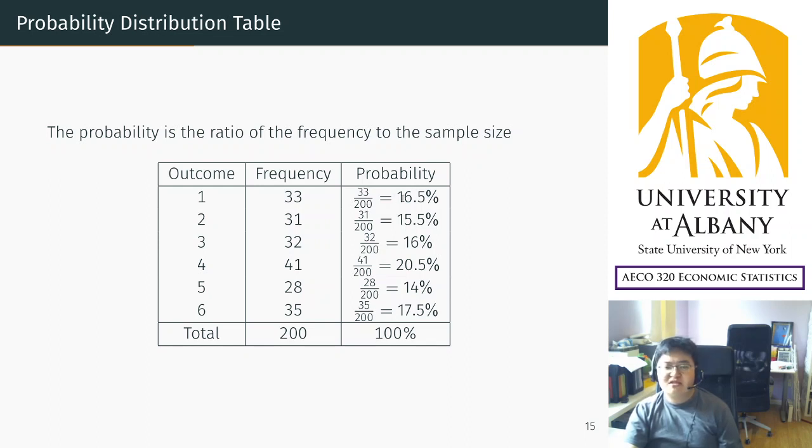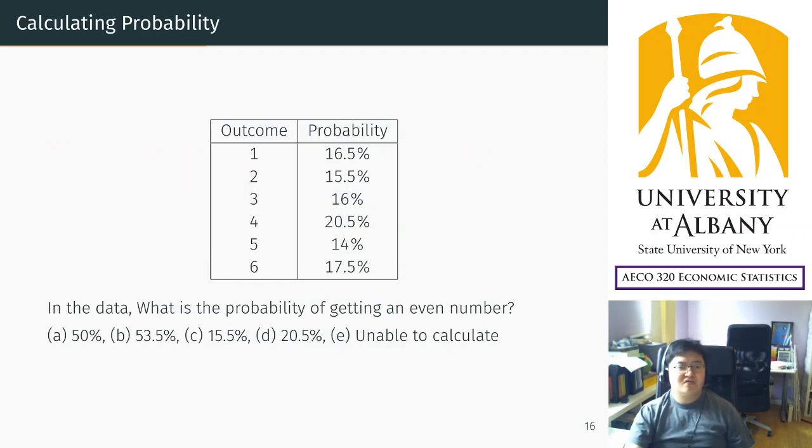It is 16.5%. And the second outcome happened 31 times out of 200, so it is 15.5%. That's simple math. And of course, the sum of the probabilities must be 100%. In any case, it should be 100% all the time. So the calculation is super easy. I'm not going to do this.